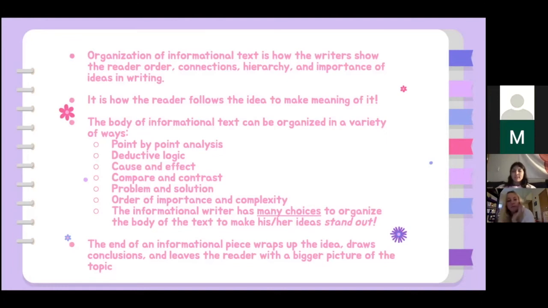In the body of informational text, it can be organized in a variety of different ways. That can be done by point analysis, deductive logic, cause and effect, compare and contrast, problem and solution, order of importance, and complexity. The informational writer has many choices, not just limited to these, to organize the body of the text and make their ideas stand out. The end usually wraps up the idea, draws conclusions, and leaves the reader with a bigger picture of the topic they originally started reading about.